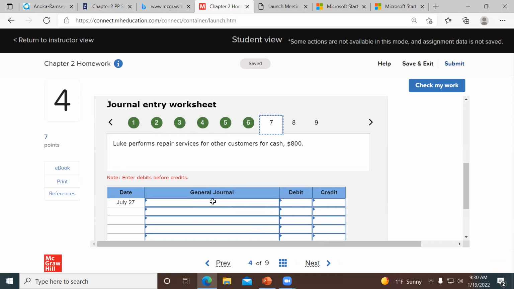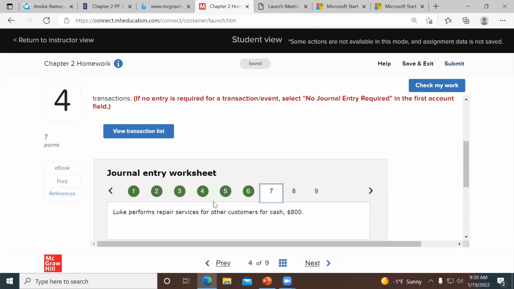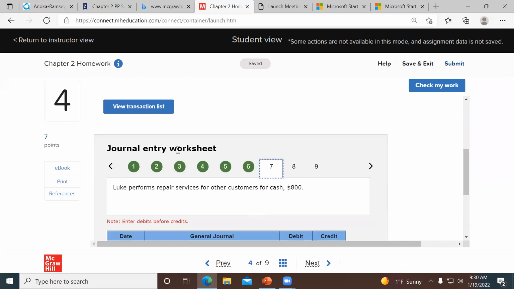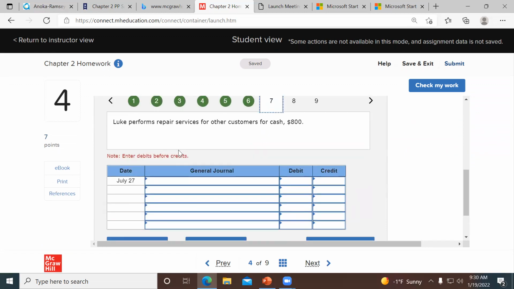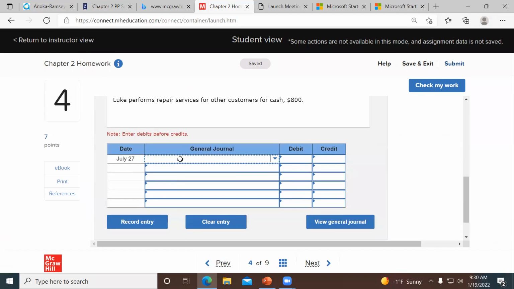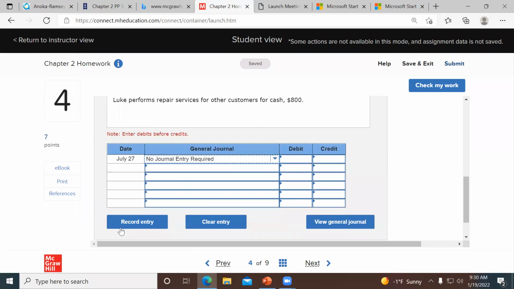Luke performs repair services for other customers for cash of $600. Guys, who are we doing the accounting for? Jake. So are we going to do anything about Luke here? No, we ignore it. I think maybe we can say no entry. No journal entry required, okay?